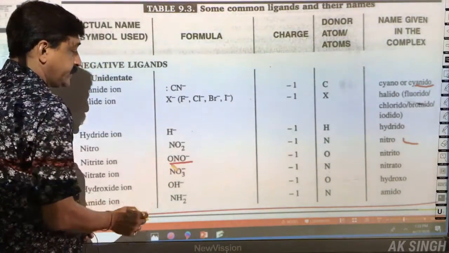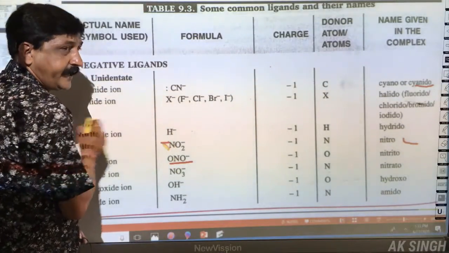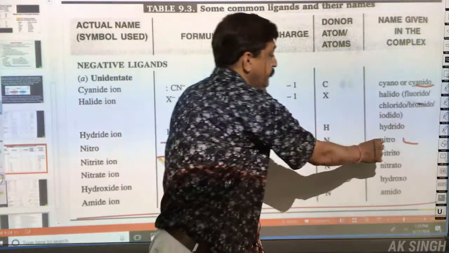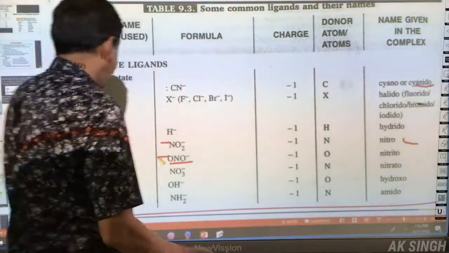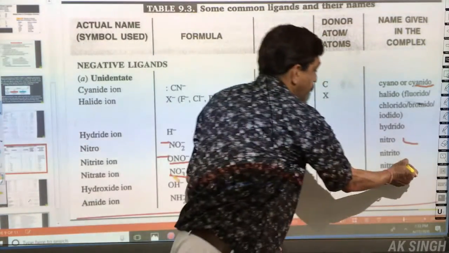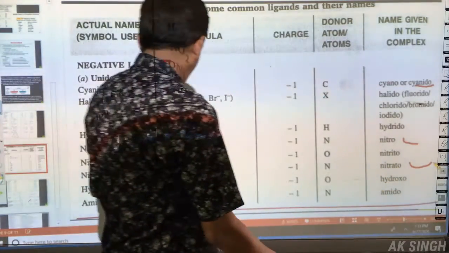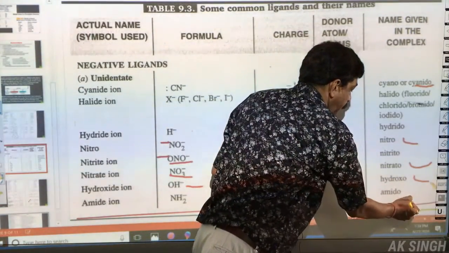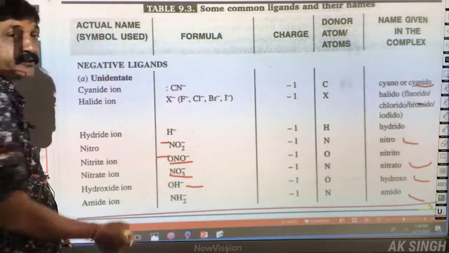ONO. What is the difference? The attaching site in nitro is N. Here the donor site is oxygen. We write it as nitrito. But NO3, the nitrate group, in inorganic chemistry is termed nitrato. OH negative, hydroxo, and last is amido, NH2 negative.